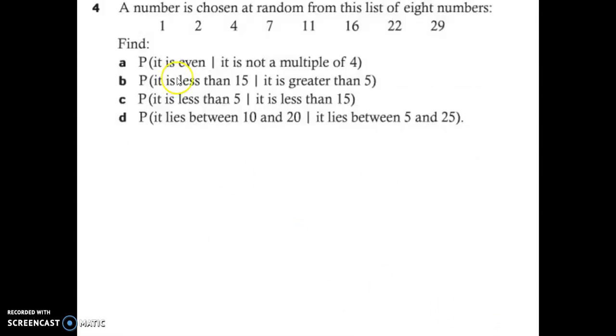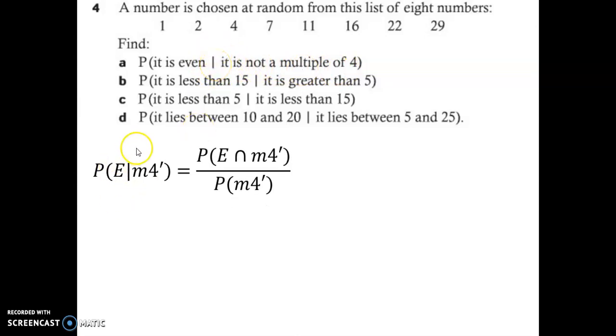Next one, we have a number chosen at random from this list of 8 numbers. In this list, we have odd numbers, even numbers, numbers greater than 5, less than 15, all this stuff, and it's all going to pop up here. First, we're looking for the probability that it is even, given that it is not a multiple of 4. So again, we see this symbol, so we know we're using the formula for conditional probability.